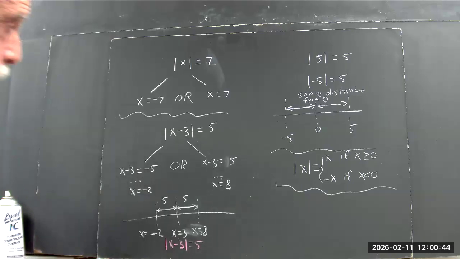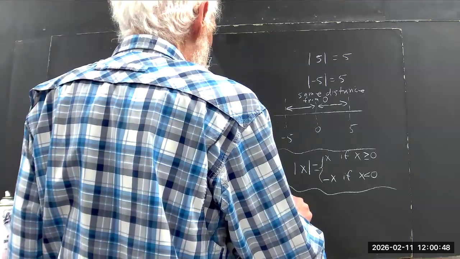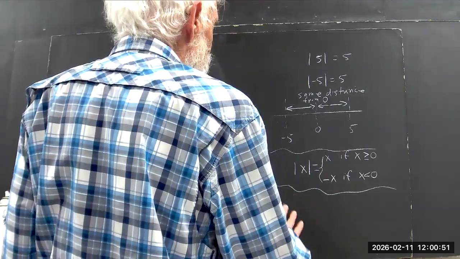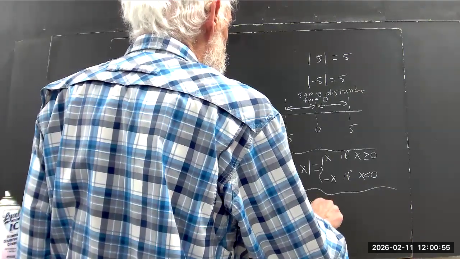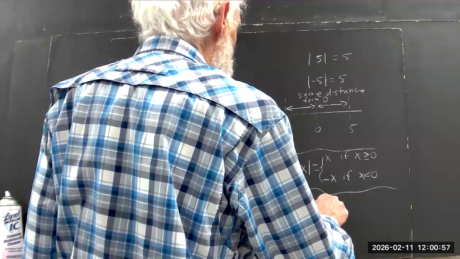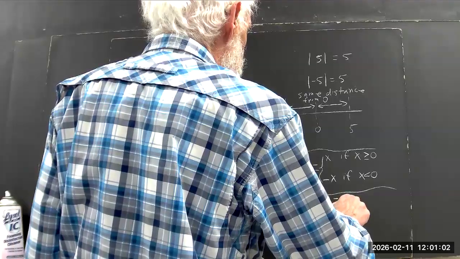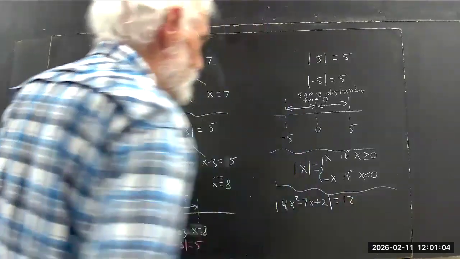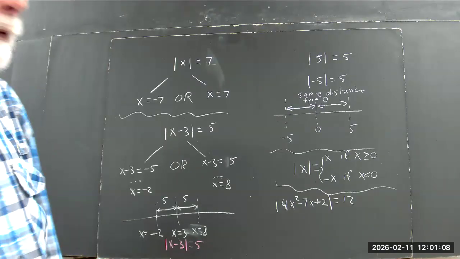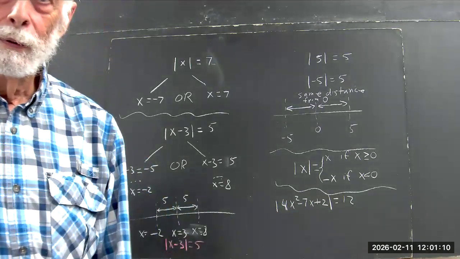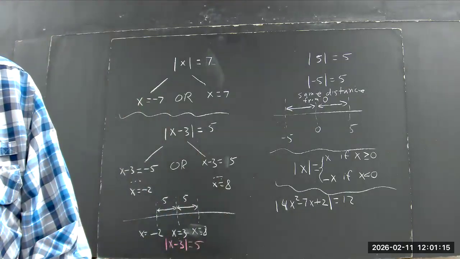Now it gets more complicated. We can have an equation like the absolute value of 4x squared minus 7x plus 2 equals 12. Okay? Now, you don't yet know how to solve that equation, but you do know what the first step is going to be.